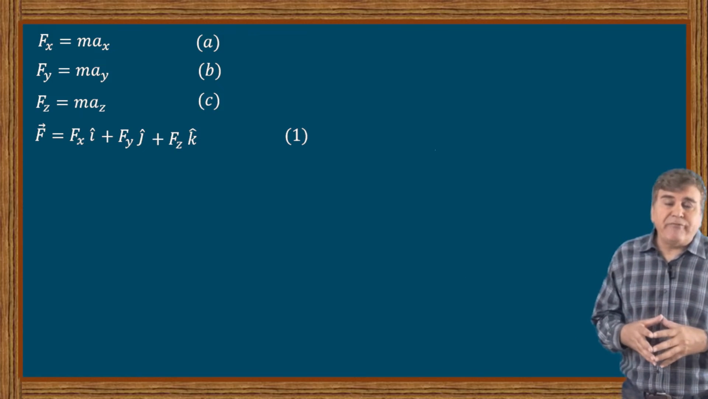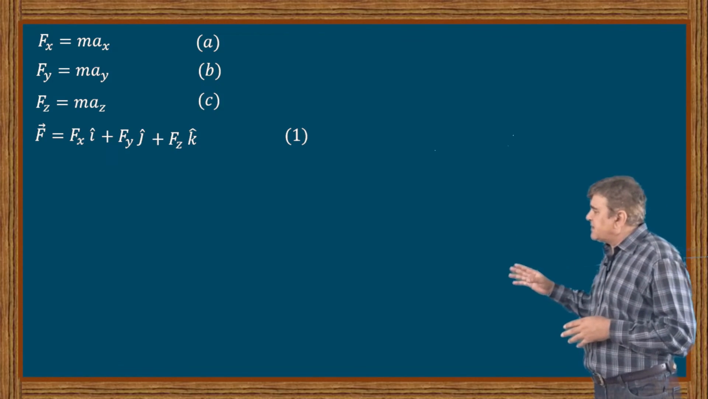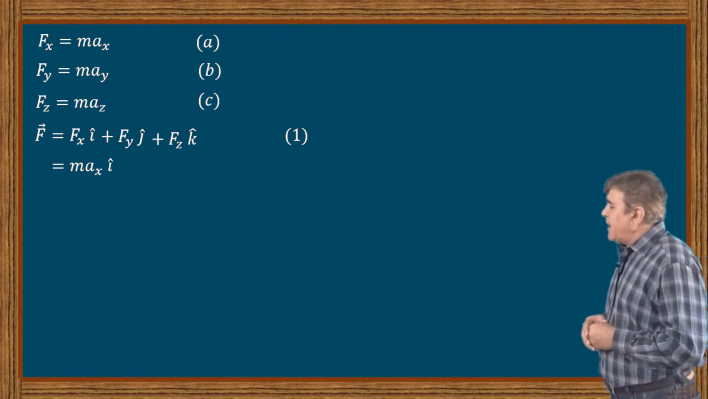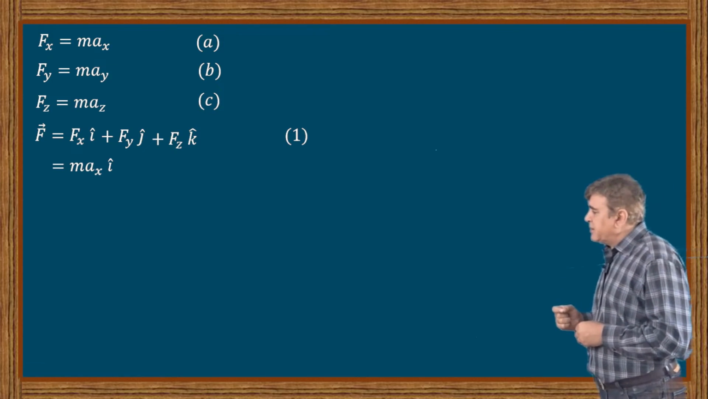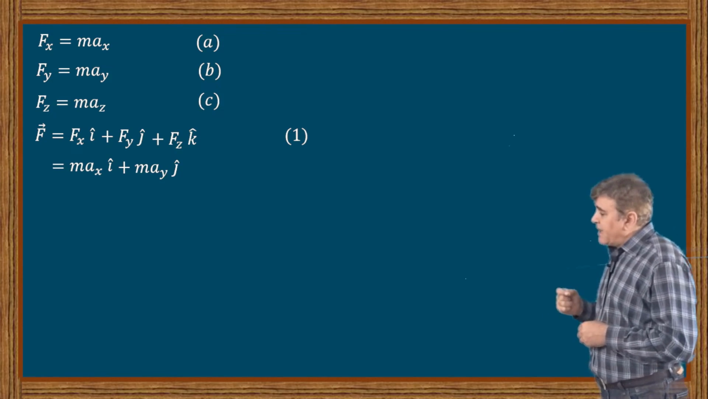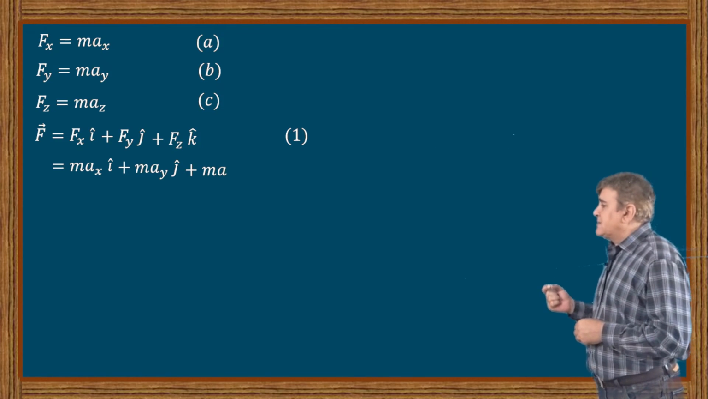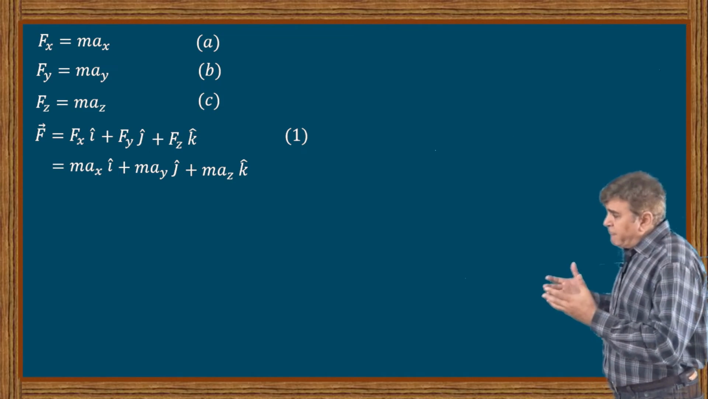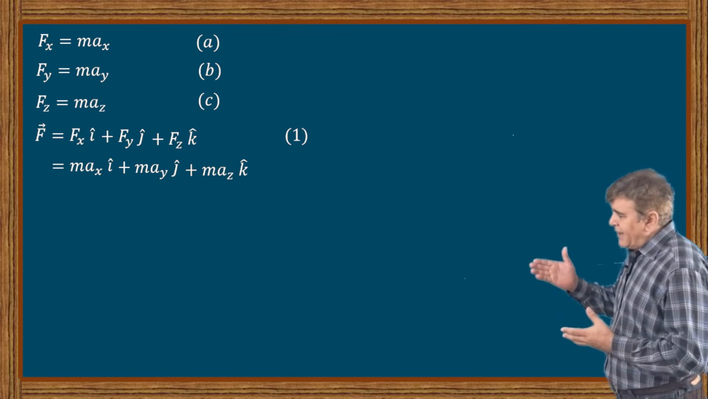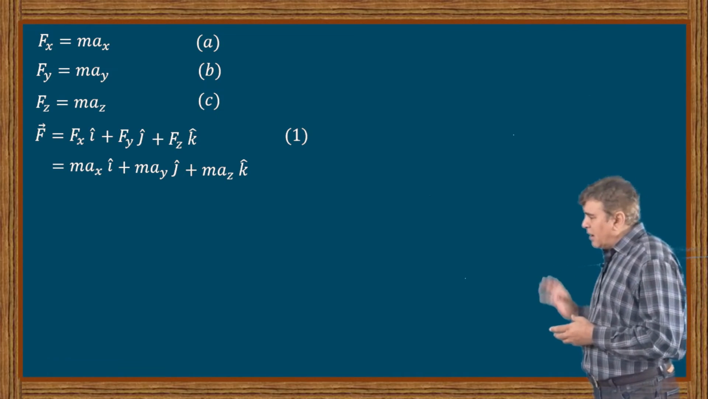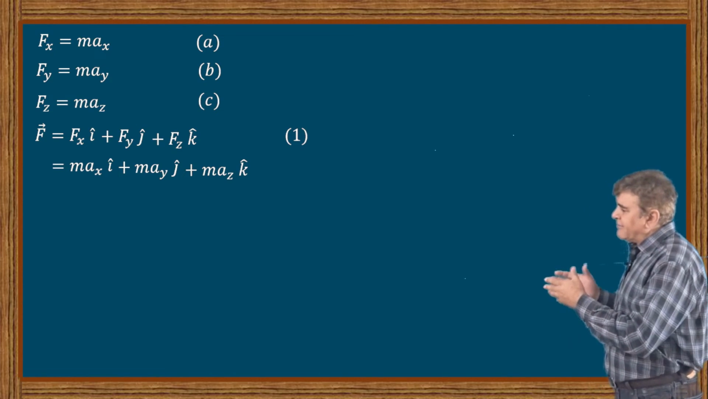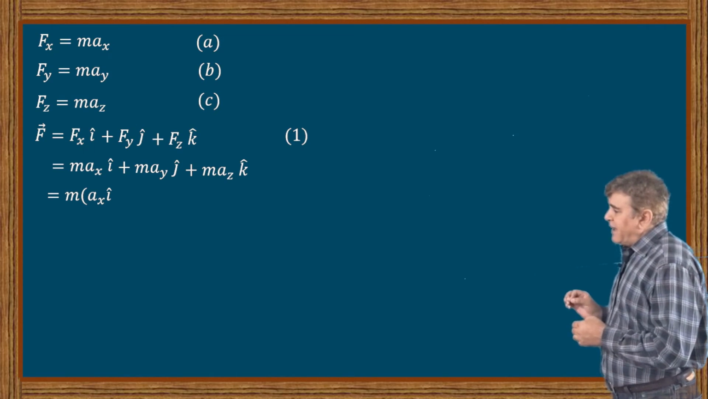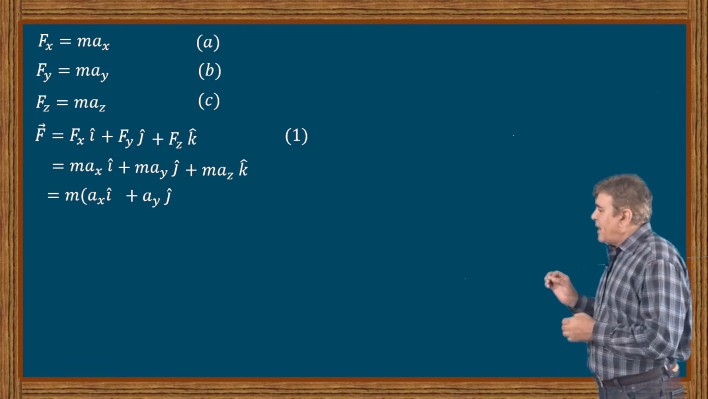So if I substitute the values from equations A, B, and C into this one equation, I can write F equals m times a_x multiplied with unit vector i plus m times a_y unit vector j plus m times a_z unit vector k. Since every term in this relation carries m, I can take the m common from them and can rewrite the right side of this equation in the form m times (a_x i plus a_y j plus a_z k).